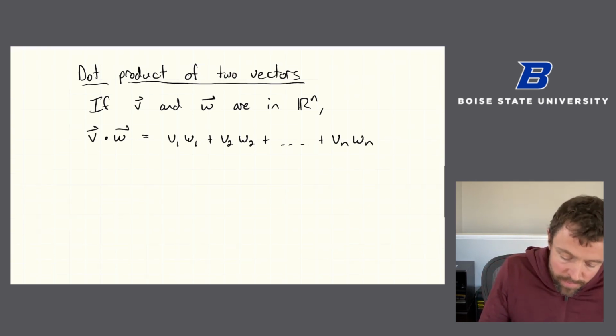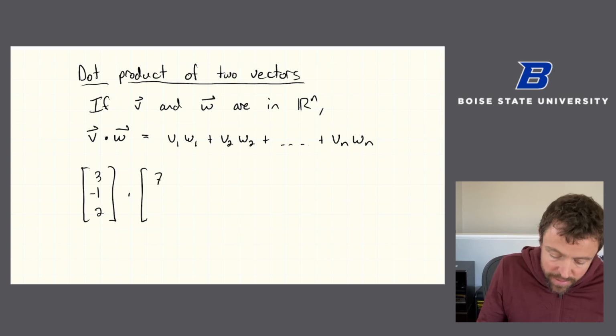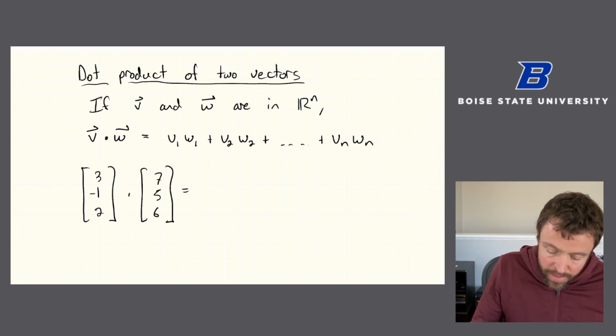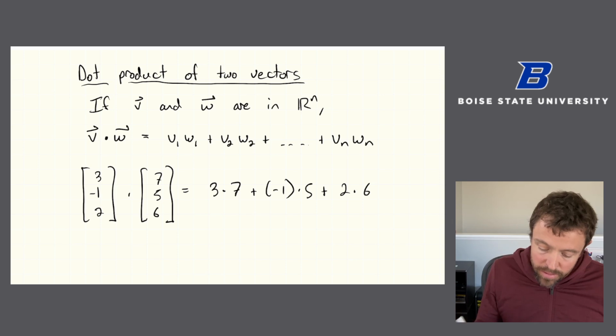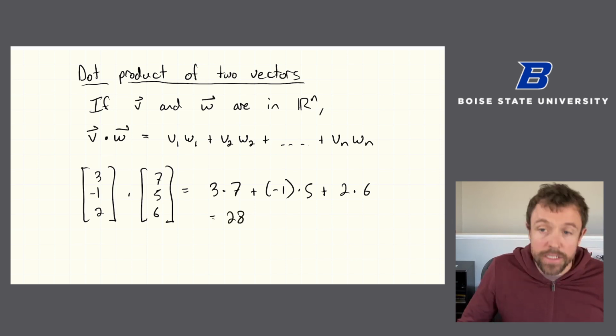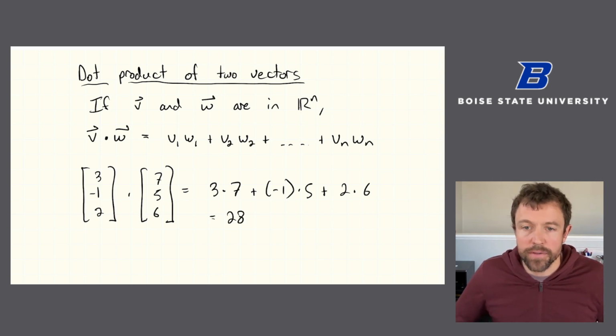So for example, if I take 3, -1, 2, take the dot product with 7, 5, 6, I take 3 times 7 plus -1 times 5 plus 2 times 6, and I get 21 minus 5 is 16 plus 12 is 28. So that's the dot product. Hopefully one example gives you a sense for what it is. Okay, totally unmotivated, right? I'm not just defining things for no reason though.